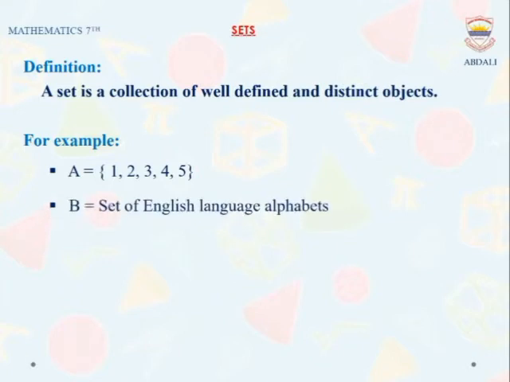A set B is a set of English language alphabets. English language alphabets means our alphabets from A to Z. So class, this is also a way to write a set. We can also write it in descriptive form, like this example. A set of English alphabets will contain all the alphabets from A to Z. And we know that all the alphabets are distinct from each other and all the alphabets are well defined. So it also forms a set.